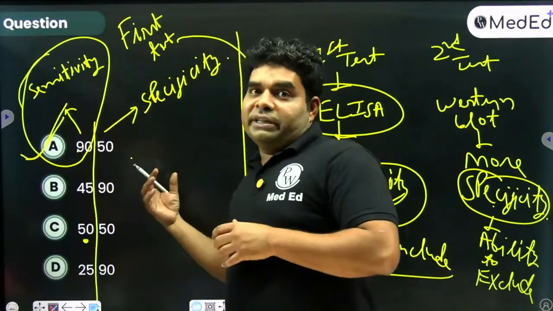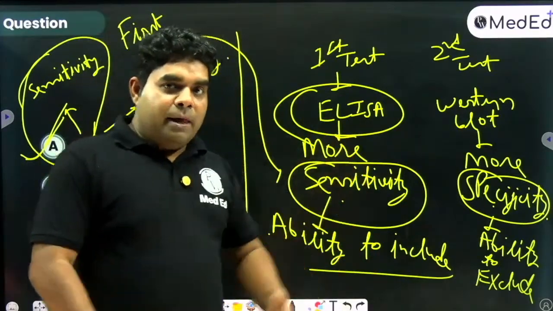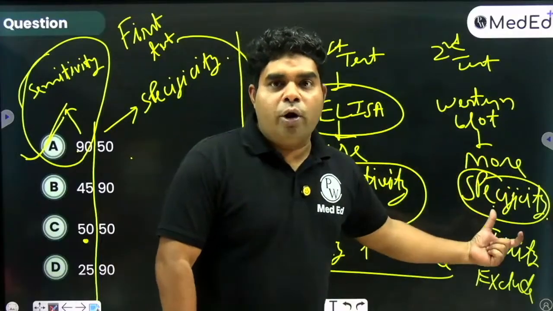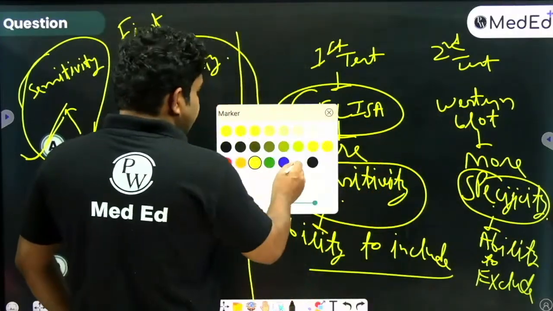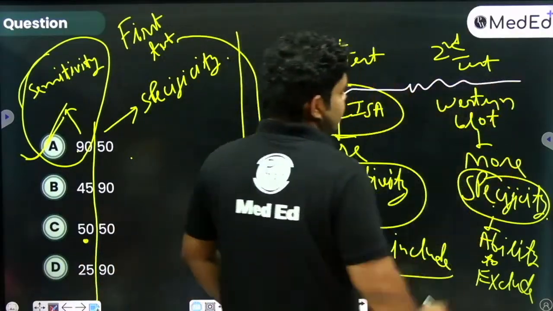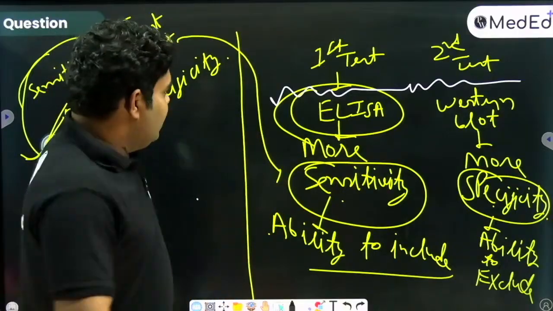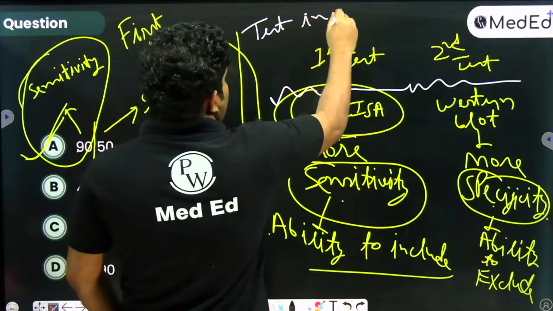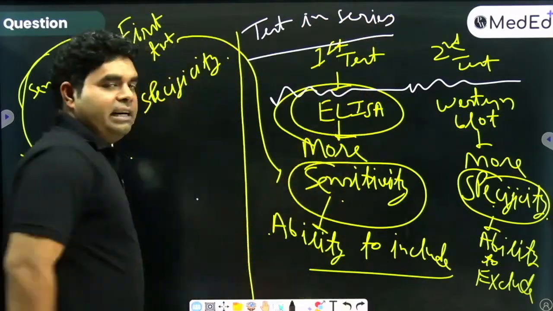Then we look at the specificity. So when we are doing two tests one after another, first test should have high sensitivity, second test should have more specificity. And if we are doing two tests like this, this is known as test in series. Pehla test, dusra test. And if both are positive, then we say the person is having the disease. Like you understand, this is known as test in series. And whenever we do test in series, first test should have high sensitivity. Okay?